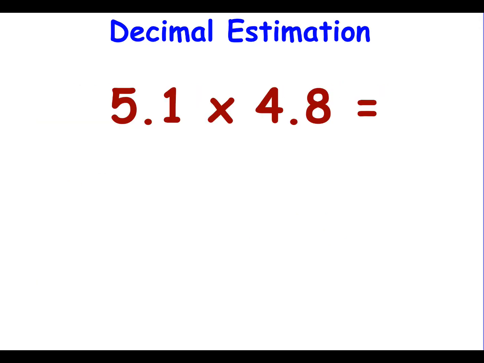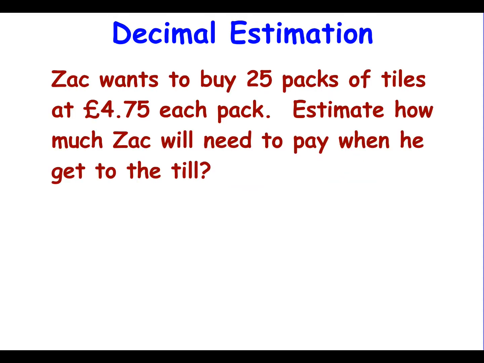Now let's quickly look at estimating with decimals. When you have decimals and you're estimating, it's a good idea to round them to the nearest whole number. So 5.1 is close to 5, and 4.8 is also close to 5. Nice round numbers that we can use. So 5 times 5 is 25. So 5.1 times 4.8 is roughly 25. It's estimated to be 25.